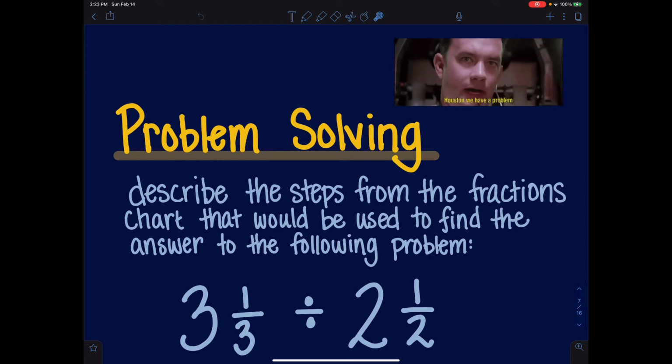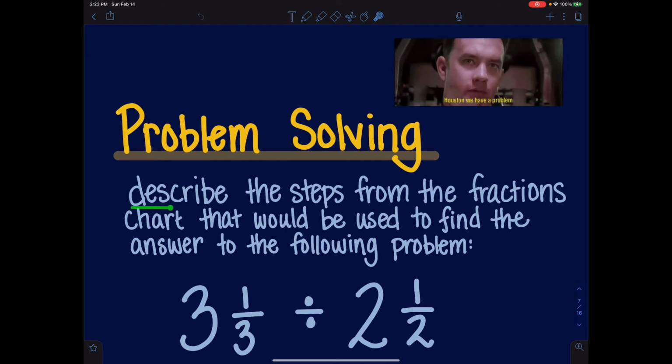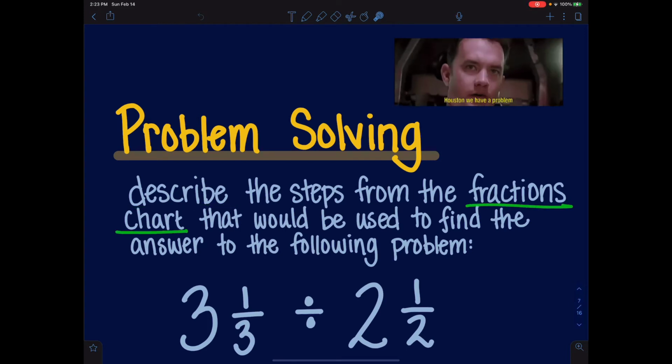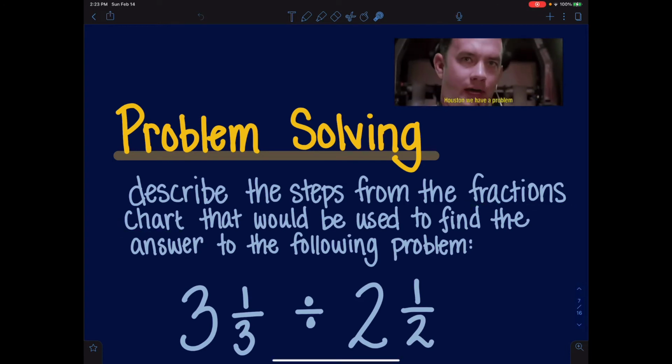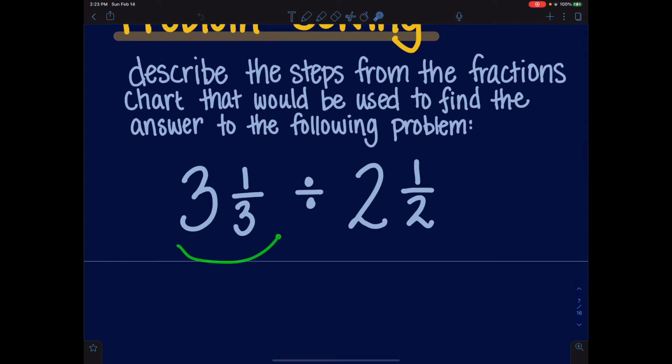And then, Houston, we have another problem. Now it's your problem-solving skills. Okay, for problem solving, they want you to describe the steps from the fractions chart. Remember the fractions chart that summarizes everything we do with fractions? That would be used to find the answer to the following problem. 3 1/3 divided by 2 1/2. So describe what you have to do.